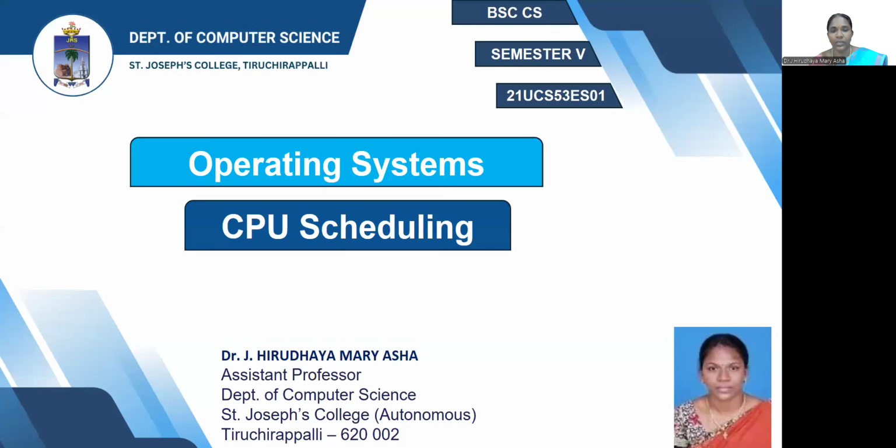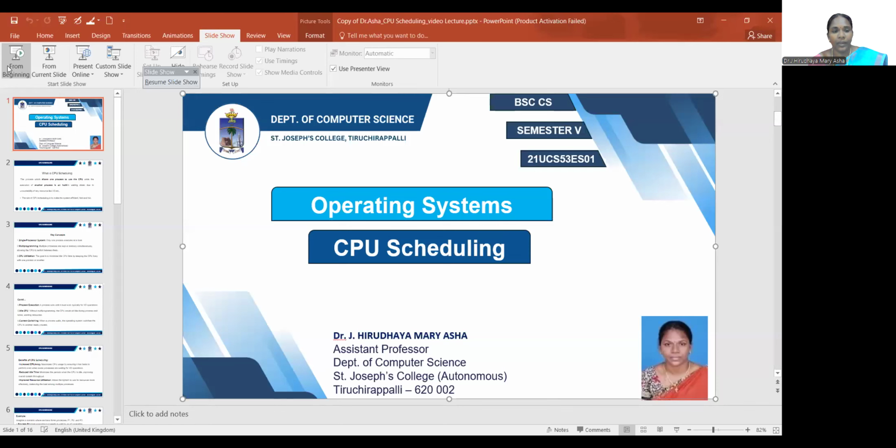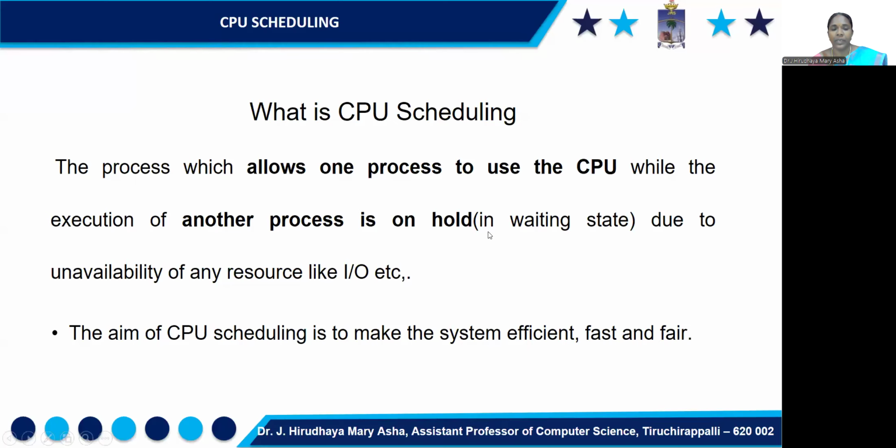In this, we will see what is CPU scheduling. Here, if one process is allowed to execute, the other process has to be in a waiting state. That means the waiting state process has to get some resources for its execution. The aim of the CPU scheduling is to make the system efficient, fast and fair.